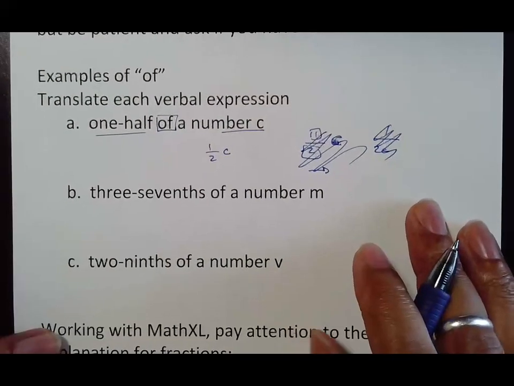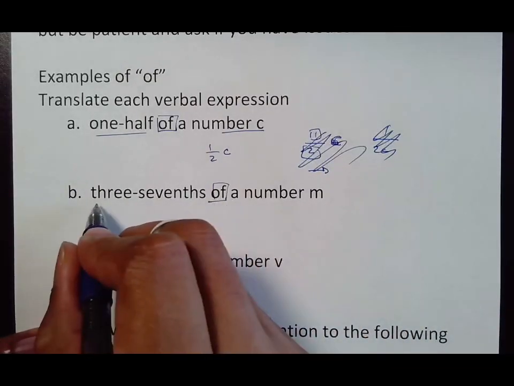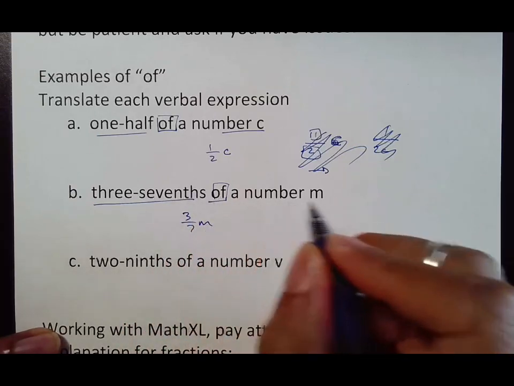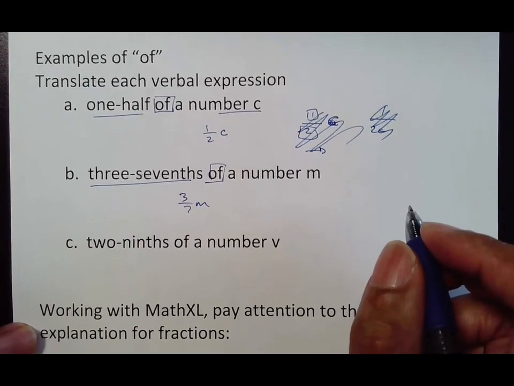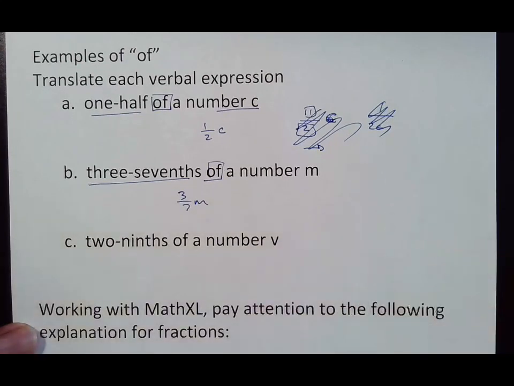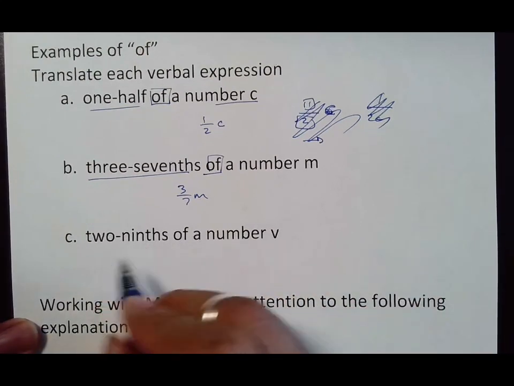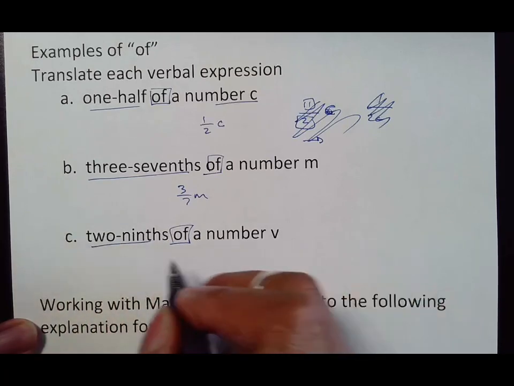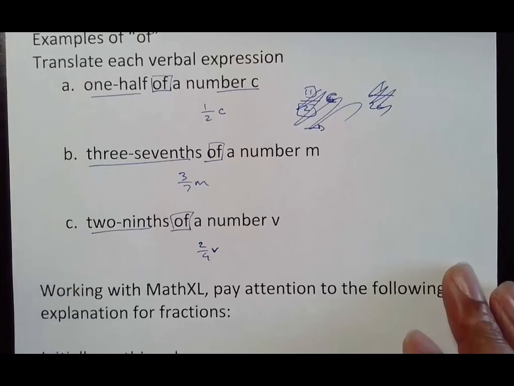Three-sevenths of a number M. Again, 3/7 of a number M. The of is telling me to multiply. 3/7 means I put 3/7, put an M off to the side, and that is it. Really, of, once you can identify it, is pretty easy to work with, but it's just a matter of making sure you're ready for that whenever you're looking for it. And 2/9 of a number V, again, of means multiply. 2/9 of a number V means put 2/9, put a V right beside it, and you'll be fine.